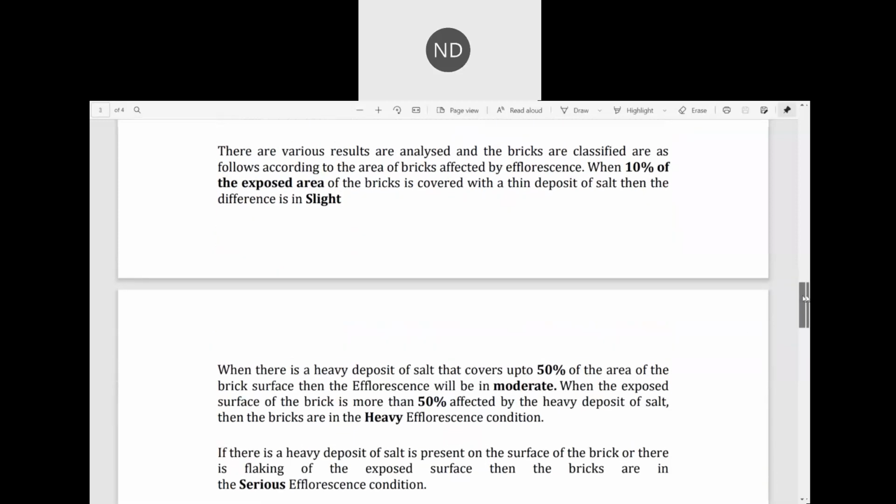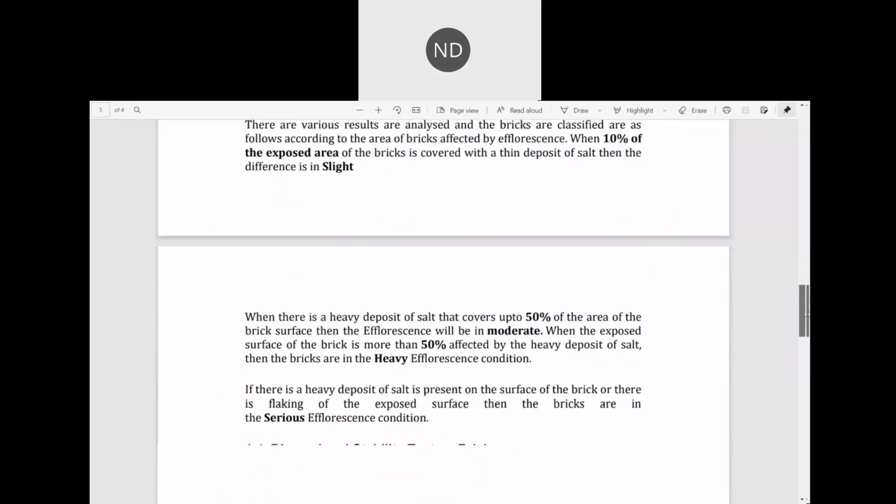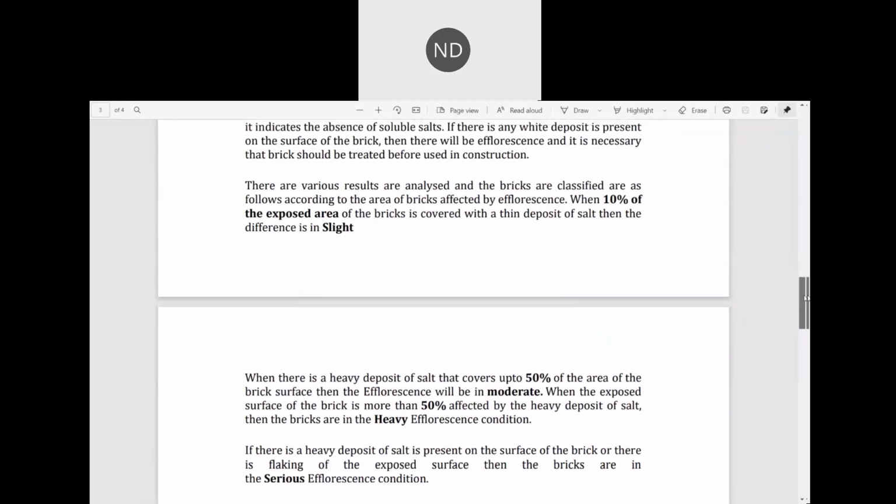So there are various results. Okay, when 10% of the exposed area of the brick is covered with a thin deposit of salt, then the efflorescence is slight. When there is a heavy deposit of salt that covers up to 50% of the area of the brick surface, then the efflorescence will be moderate. So this is the effect.